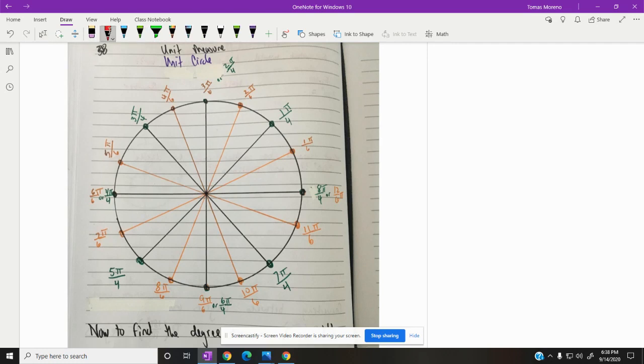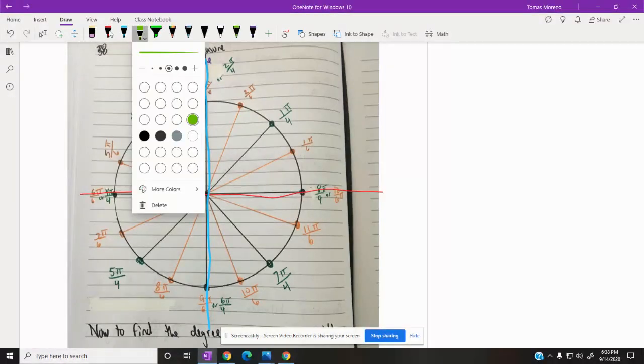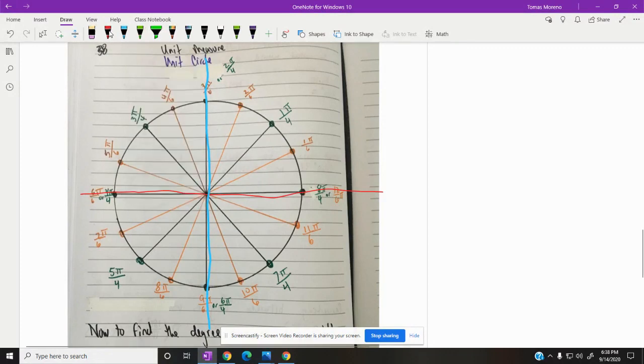So if this was an x-axis, right? I'm gonna try my best. And this is our y-axis. Green. Okay. I want to know this point. What point would this be in terms of coordinate?